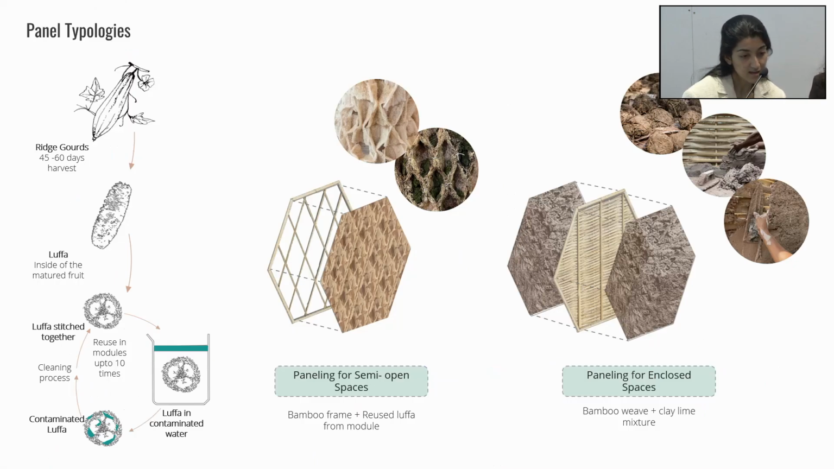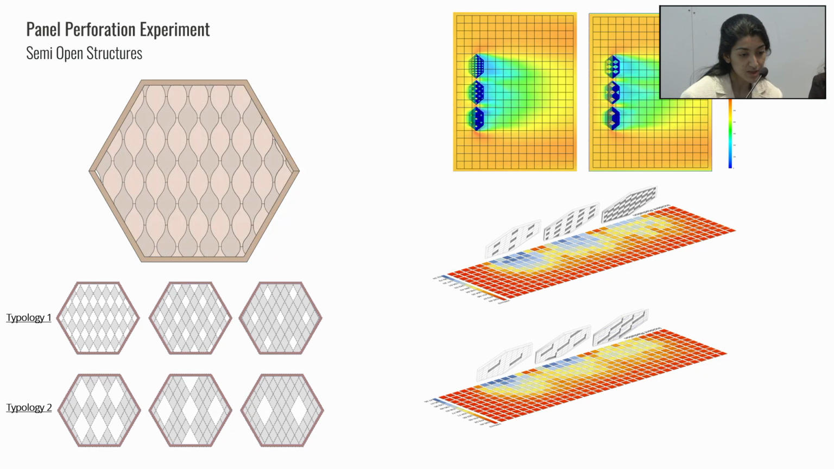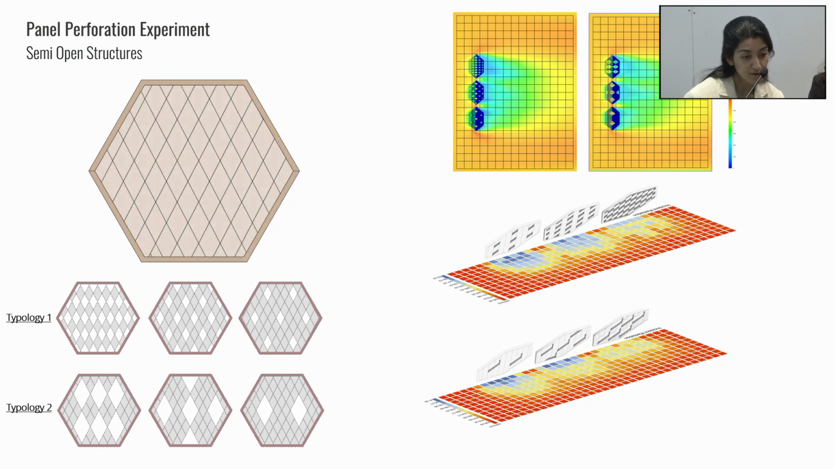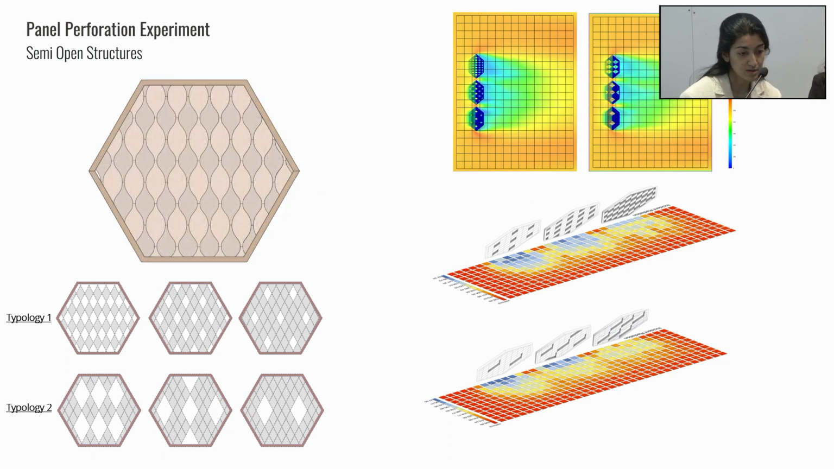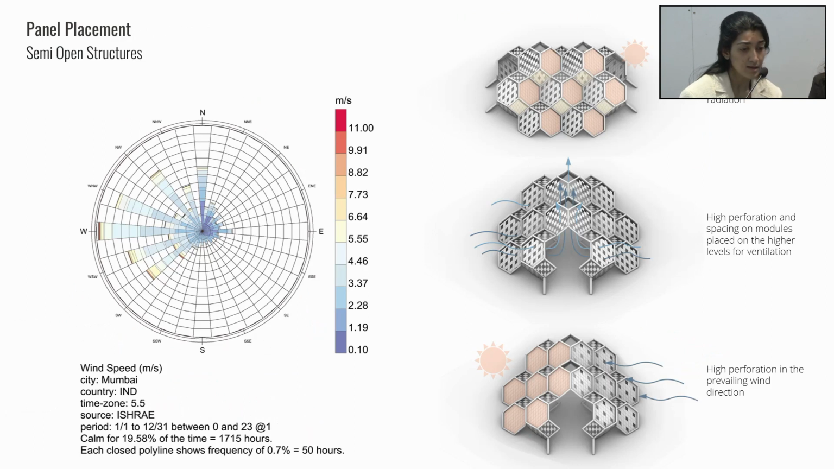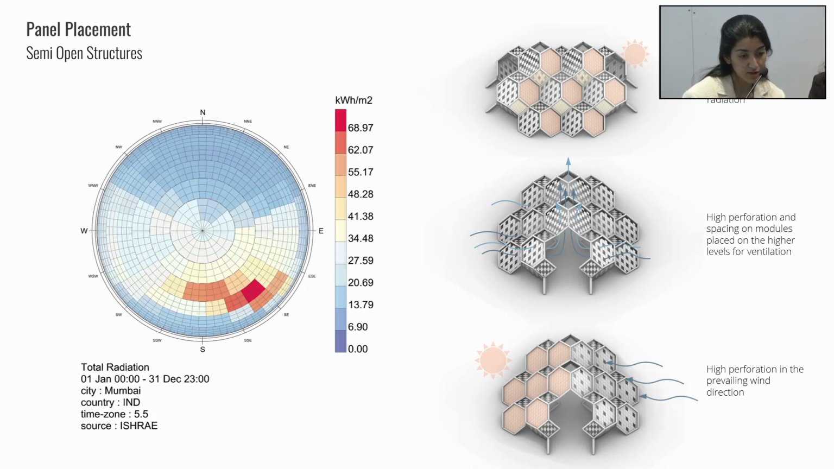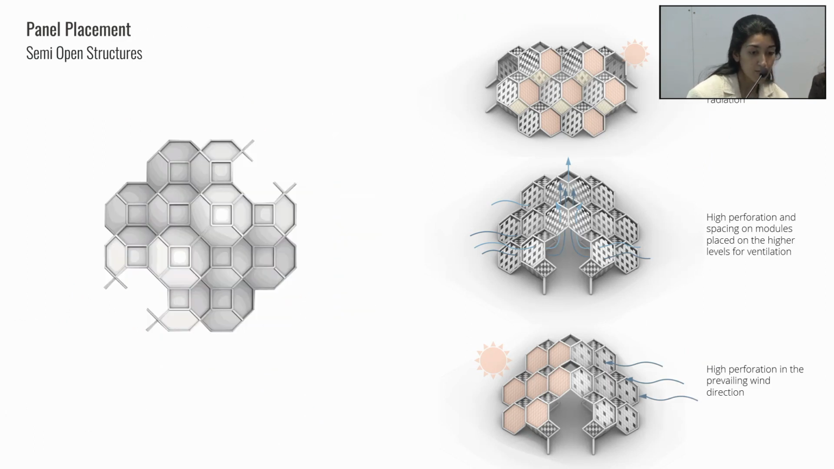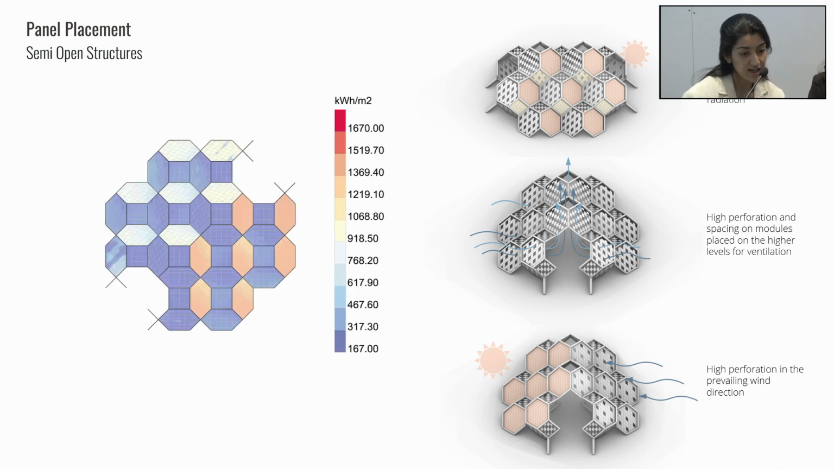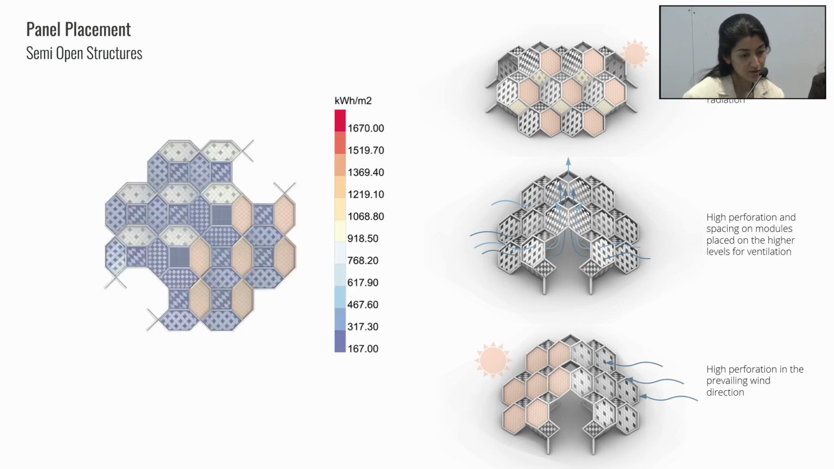The recycled and treated loofah from the underwater filter was used in panels for the semi-open and the open typologies to create probiotic spaces. Experiments were carried out on different perforation types for semi-open panels. The panels of the selected typologies were placed to optimize wind direction and provide shading inside the structures.